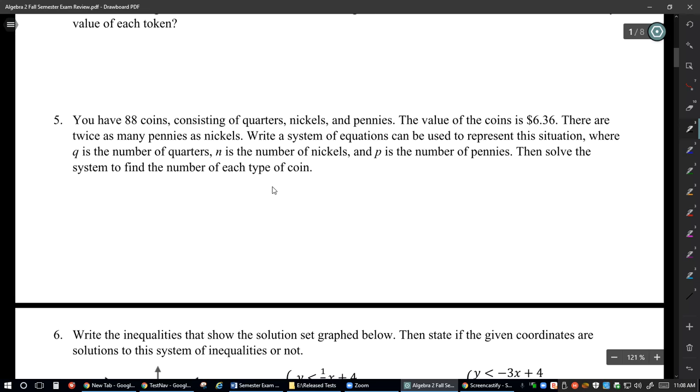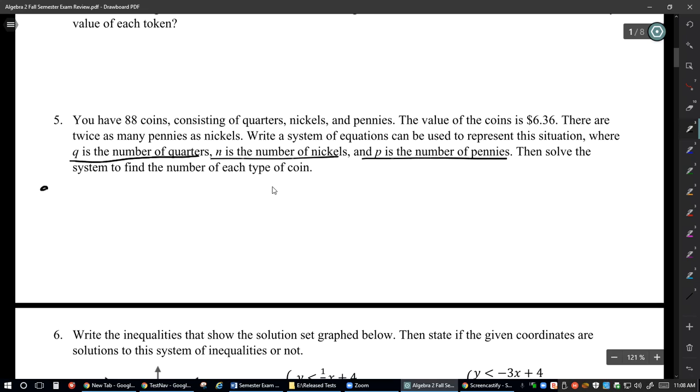So you have 88 coins consisting of quarters, nickels, and pennies. The value of the coins is $6.36. There are twice as many pennies as nickels. Write a system of equations that can be used to represent the situation where Q is the number of quarters, N is the number of nickels, and P is the number of pennies. Then solve it to find the number of each type of coin.